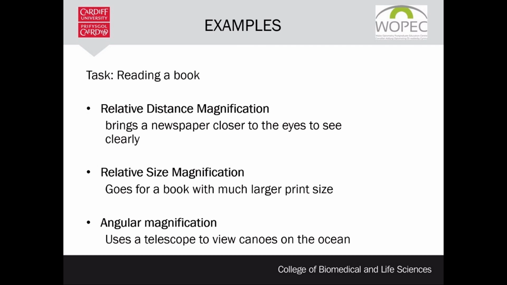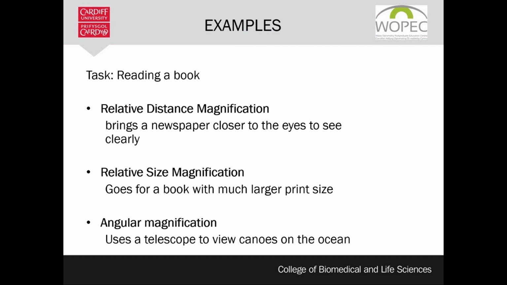If he leaves the newspaper and goes for another newspaper with much bigger font sizes, he is applying relative size magnification. If he takes a break to watch the canoe sail off into the ocean and needs a telescope in order to see the rocking canoes and the brave fishermen who captain them, then he will be using angular magnification.